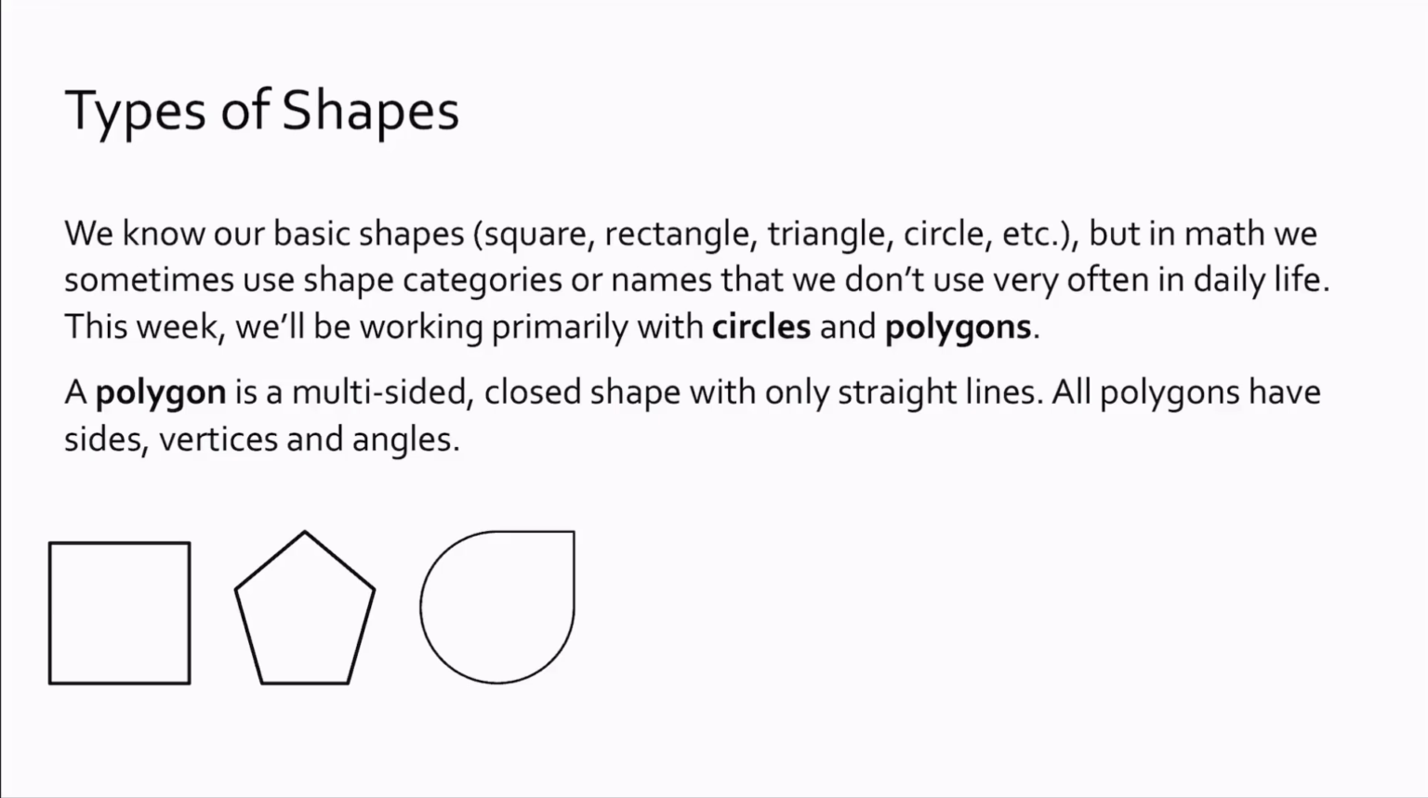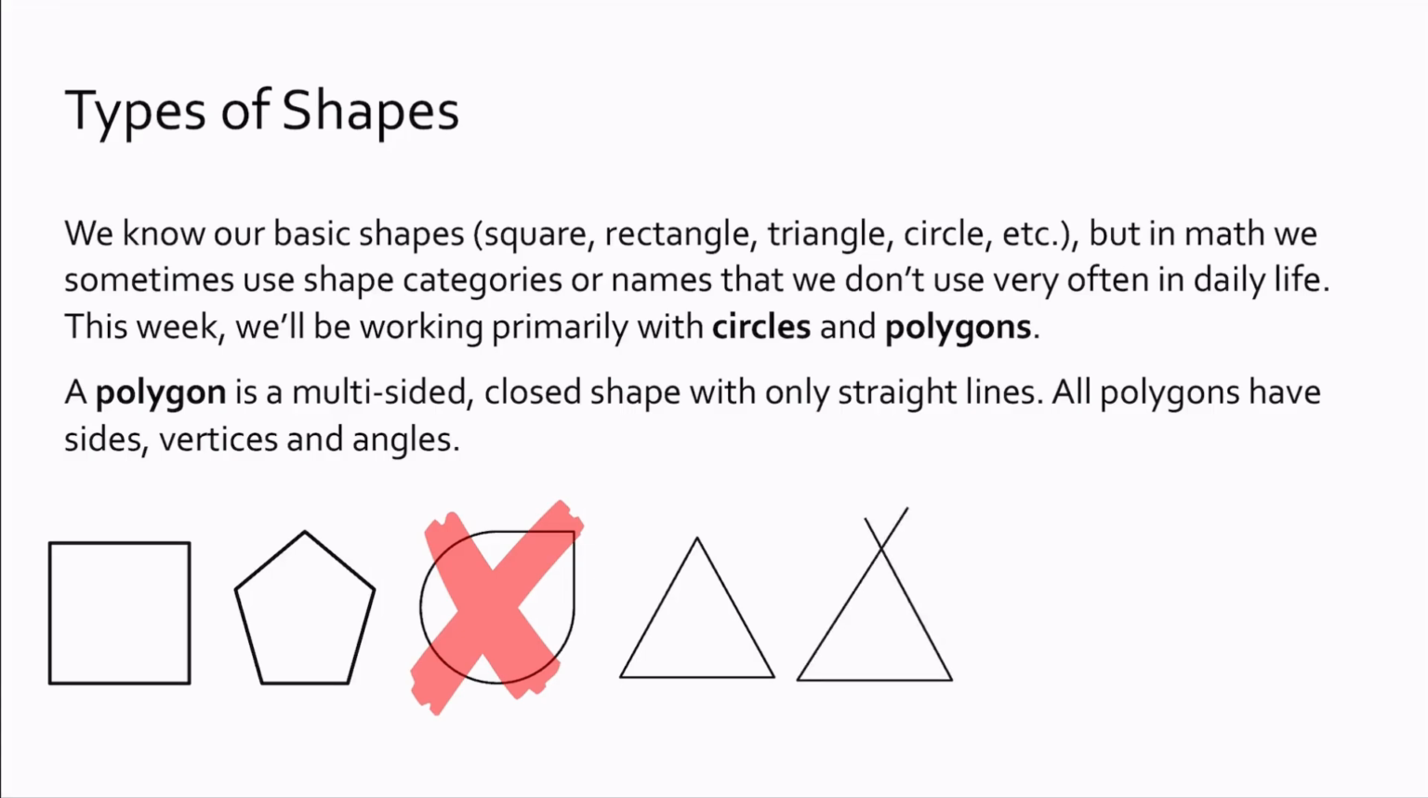This shape, however, is not a polygon. Even though it does have an angle, it also has this rounded part, which is not consistent with a polygon. This is a polygon. It's a closed shape, straight lines. This is not a polygon.